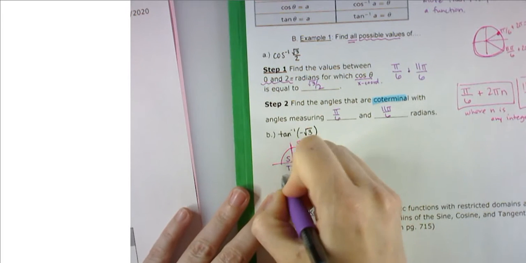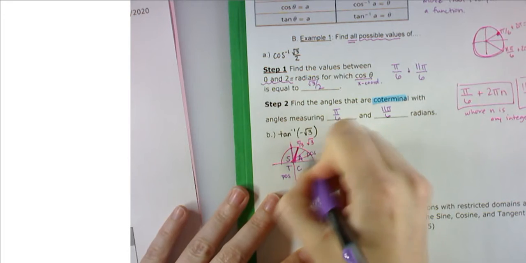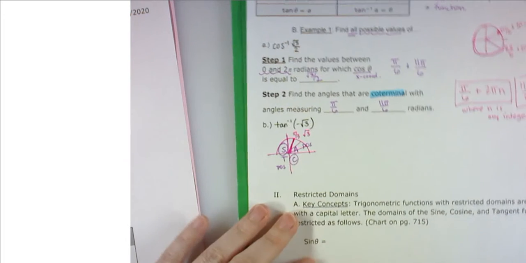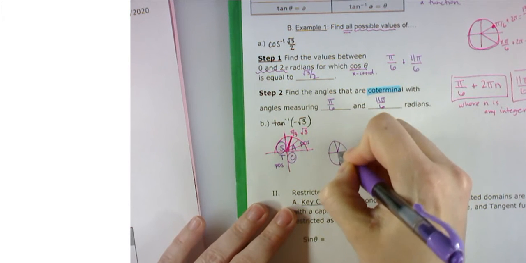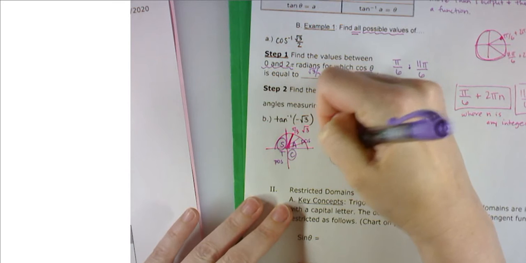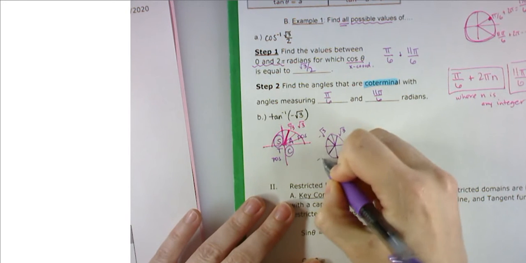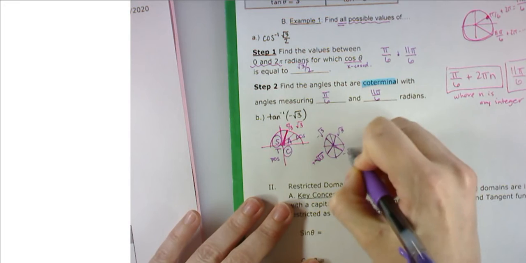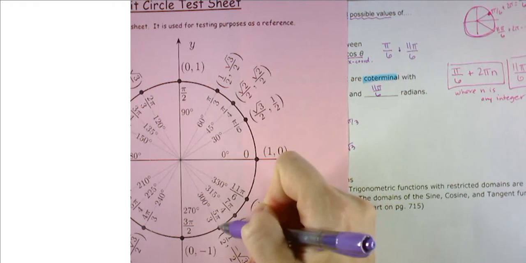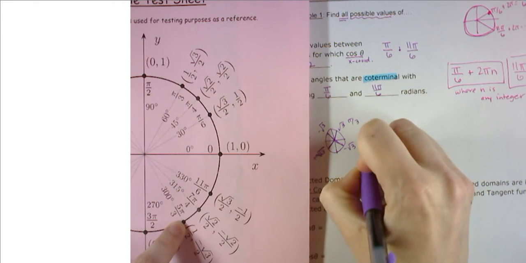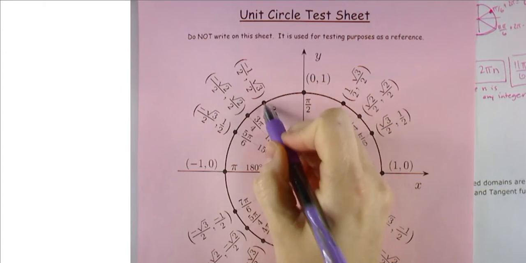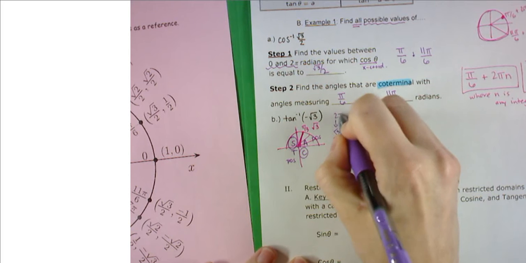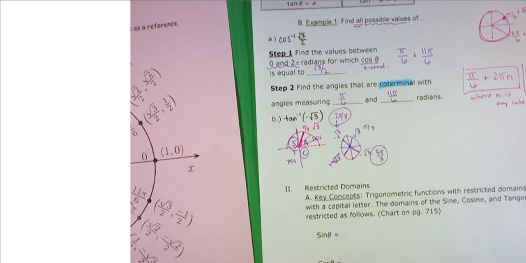So if you know that this is root 3, then the reflection here would be negative root 3, and the reflection here, oh sorry, this is positive root 3 for tangent, and then this is negative root 3. So we just have to find those places on the unit circle. So this happened at pi over 3. You use your unit circle. If you do the reflection, this is going to be at 5 pi over 3. And then if you do this reflection here, this is at 2 pi over 3. Okay, so then we're going to write our final answers as 2 pi over 3 plus 2 pi n and 5 pi over 3 plus 2 pi n.